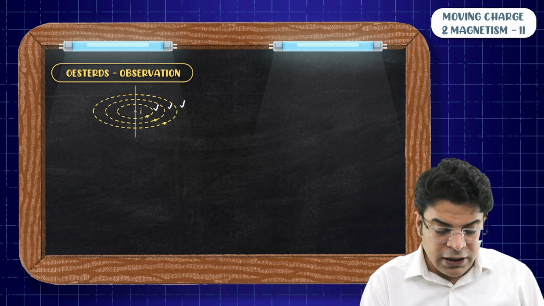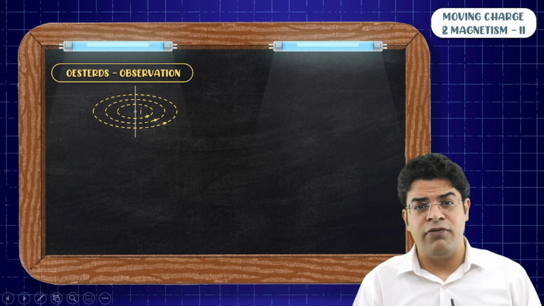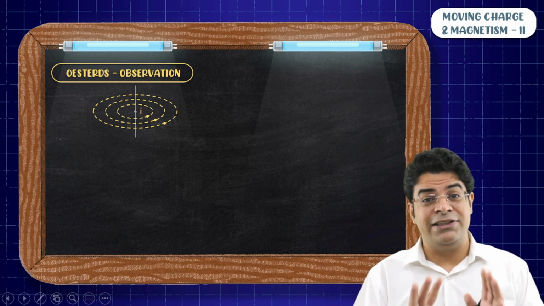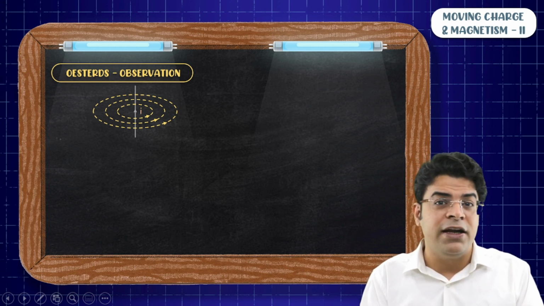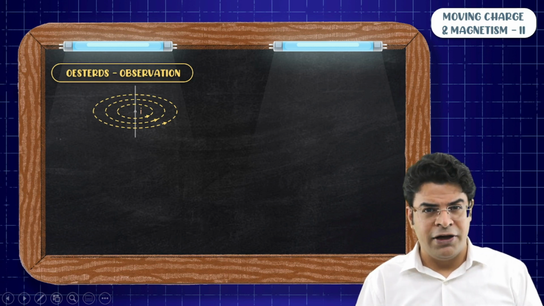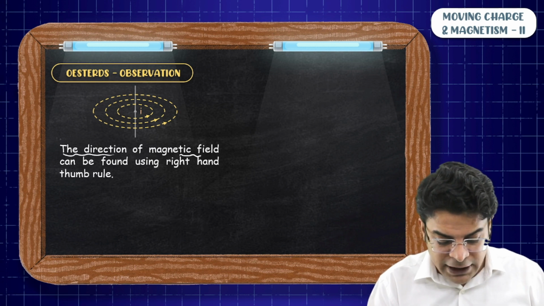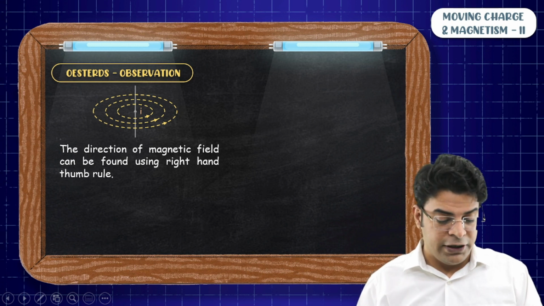Now, to determine the direction of magnetic field lines produced by a current carrying wire, we again use the right hand thumb rule. And in magnetism, direction is the most important thing. So the first thing we are going to practice is how to identify the direction of magnetic field produced by a current carrying wire. It's very easy. The direction of magnetic field can be found using the right hand thumb rule. Right hand is really important.